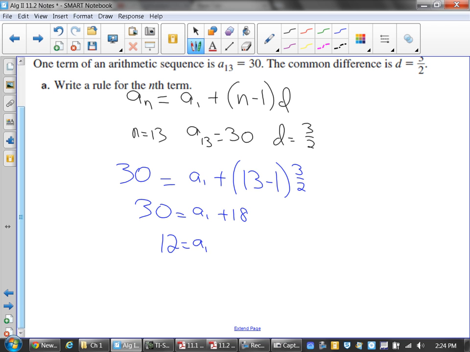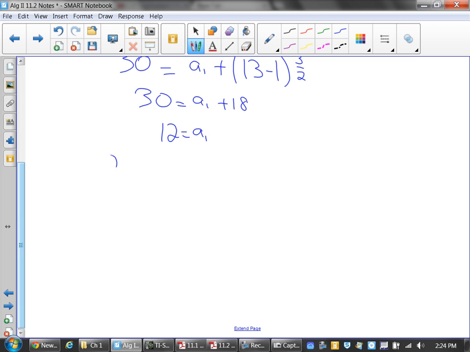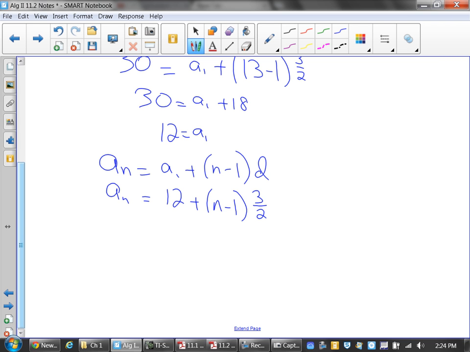The original formula was a sub n, the nth term, is my first term plus the n minus 1 times my difference. Well, that's 12 plus n minus 1 times 3 halves. Distribute the 3 halves. Everybody agree on that? So you had $12 and you spent $1.50. How much are you left with? 10.50. So your answer is 3 halves n plus 10.50.